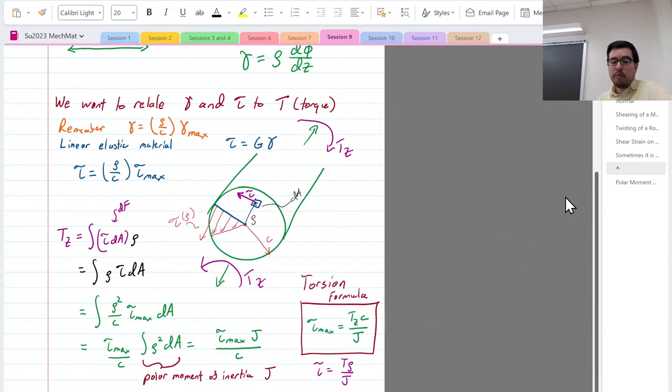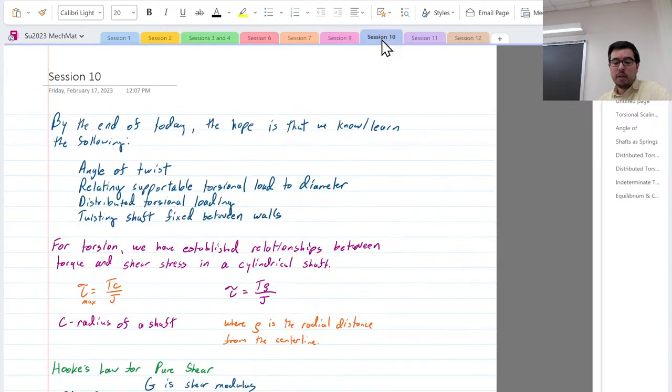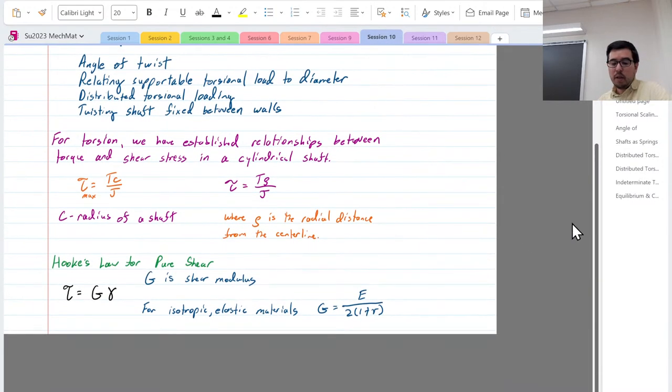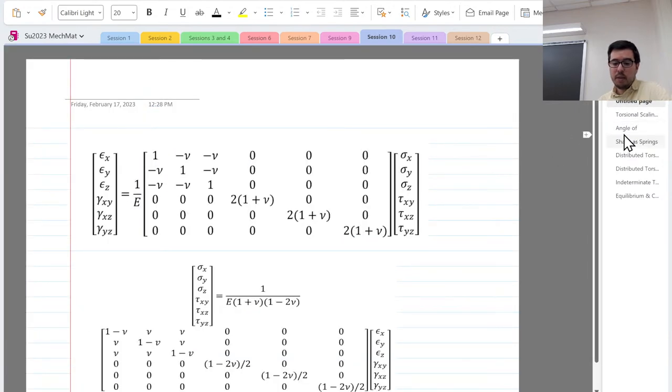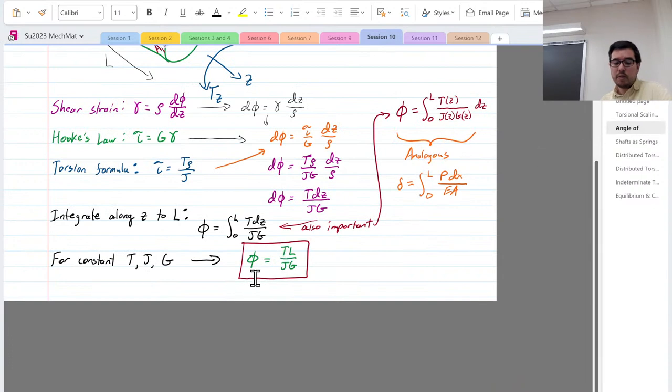And then the third of the big three is given for angle of twist, and that is phi is equal to TL over JG. Notice there are some parallels to what we've seen: the formula for axial loading, PL over EA, is equal to the displacement. So phi is equal to TL over JG is a big one. Those are the big three, but you would still be expected to know some of these other ones.